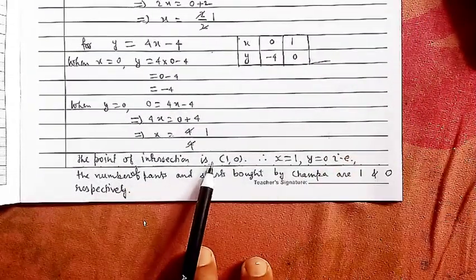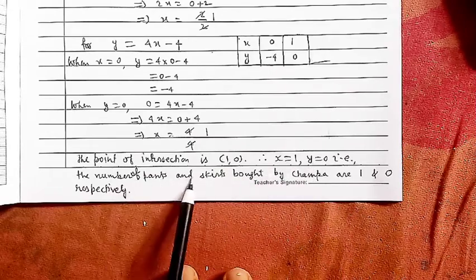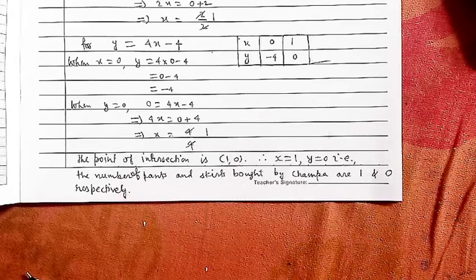The point of intersection is 1, 0. Therefore, x is equal to 1, y is equal to 0. That is, the number of pants and skirts bought by Champa are 1 and 0 respectively.